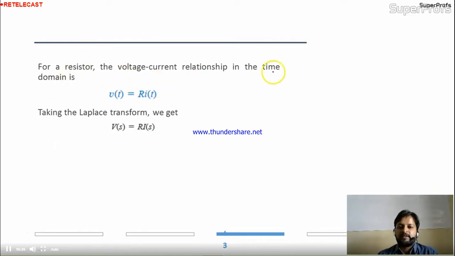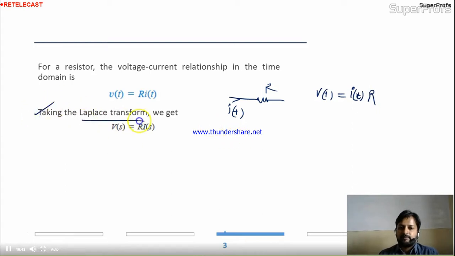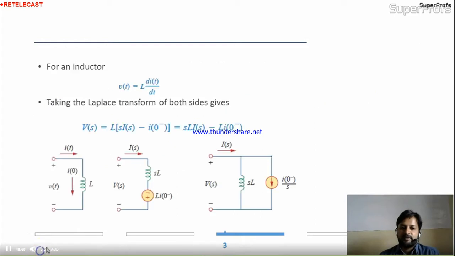the voltage-current relationship of a resistor in the time domain is, if you have resistance R and current i(t) is flowing, then v(t) will be i(t) into R, simple. But what if you transform the circuit using the Laplace transform? In the Laplace transform, v(t) will become V(s), R will be as it is, and i(t) will become I(s). This is the transformation of the resistor in Laplace. Okay. So what about inductors and capacitors?